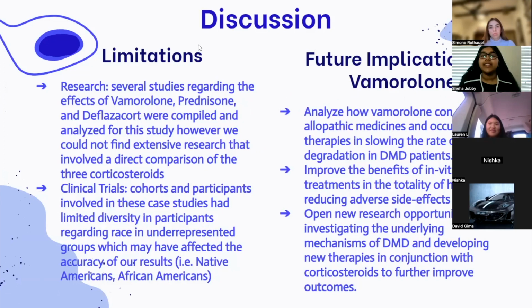Overall, compiling this literature review did answer our initial research question, which was, in Duchenne muscular dystrophy, what is the effectiveness of corticosteroids like deflazacort and prednisone compared to alternative treatments such as vamorolone? Our result ultimately demonstrated that corticosteroids were an effective treatment for DMD and that vamorolone can achieve similar results with less severe side effects.